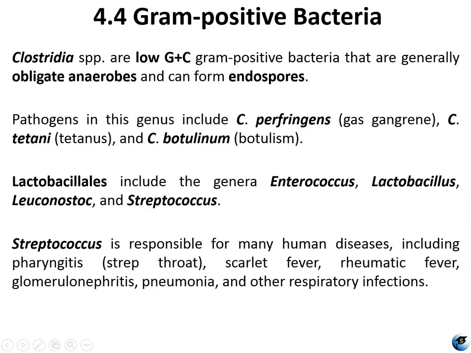Clostridia are examples of low GC gram-positive bacteria. They are obligate anaerobes, which means that they can't grow and reproduce in oxygen, but they can survive the harsh conditions by forming endospores and essentially hibernating. Yeah, we've talked about that before.